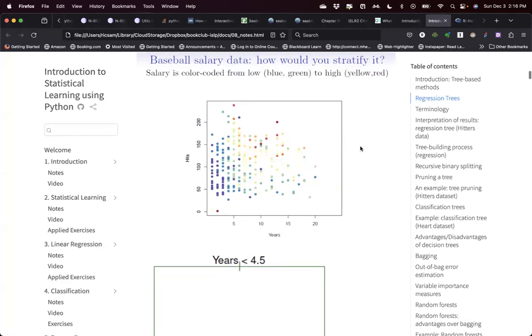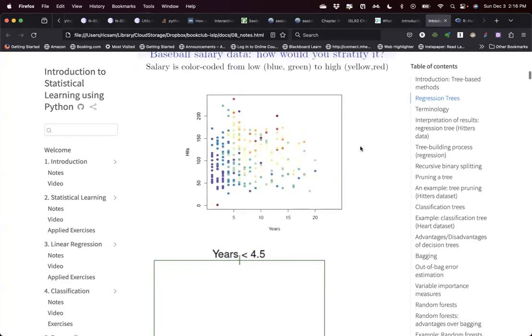I'll say the lower salary players sometimes have fewer years and also fewer hits. Correct. Higher salary people have more years and more hits, for sure. Correct. When years increase, usually the salary increases, and also with the hits.